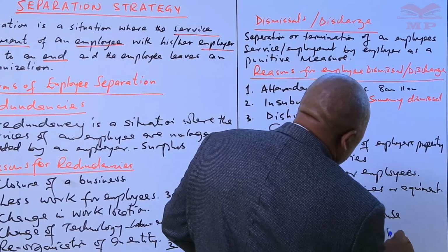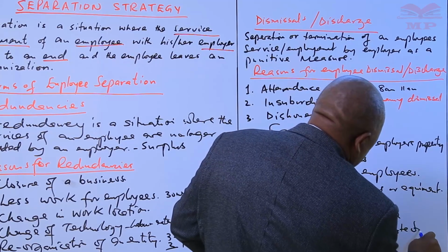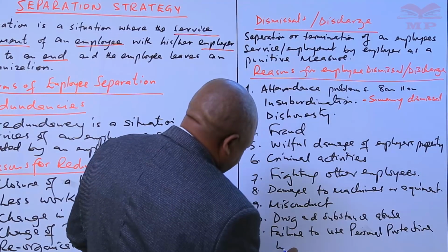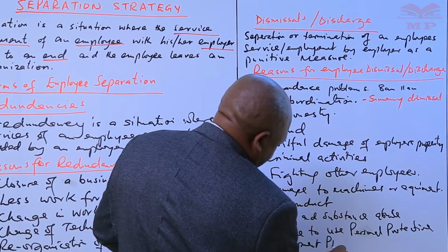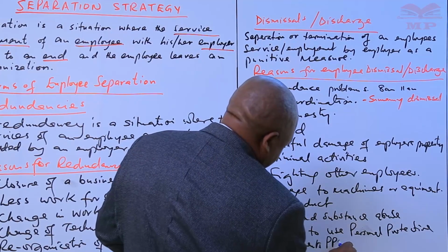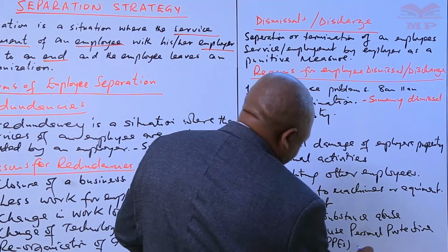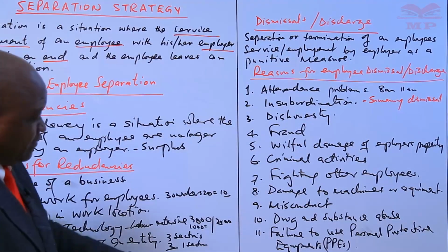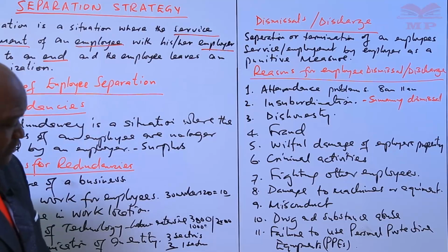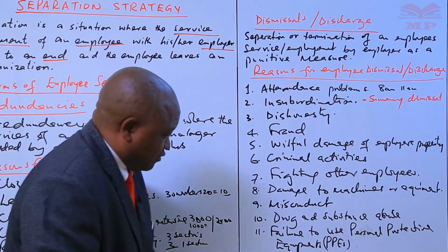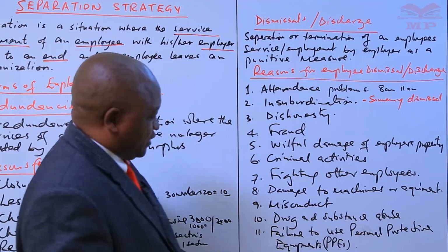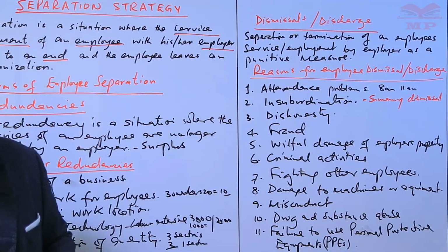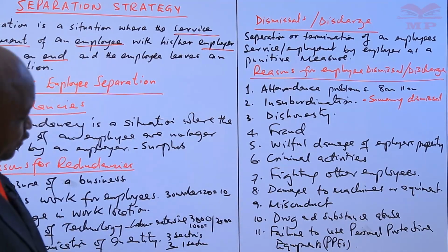personal protective equipment, PPEs, provided by employer. An employee could be given, say, personal protective equipment to be able to protect them from injury, and they fail to use them. Drug abuse and substance abuse could also be some of the reasons why an employee could be dismissed.